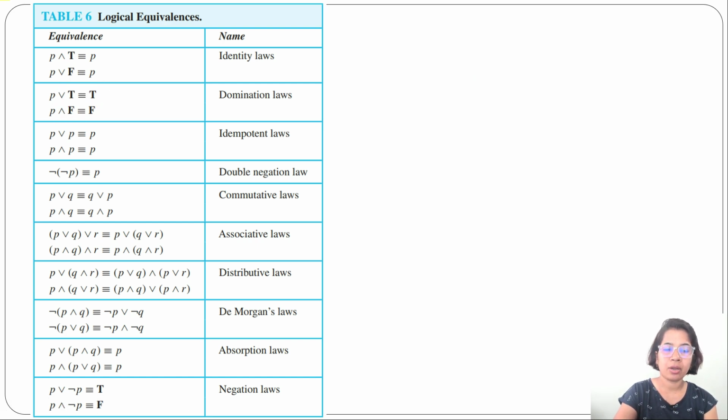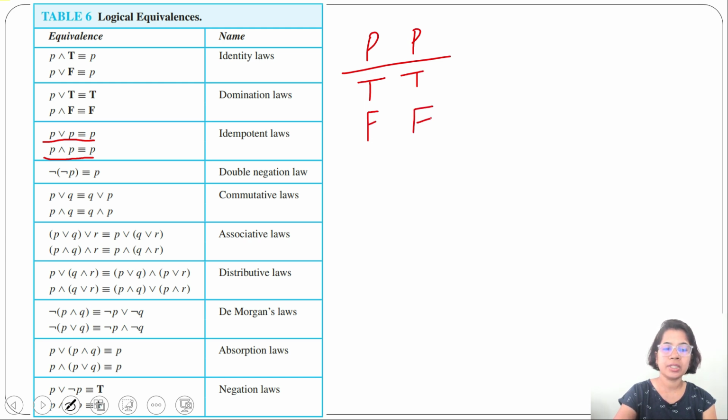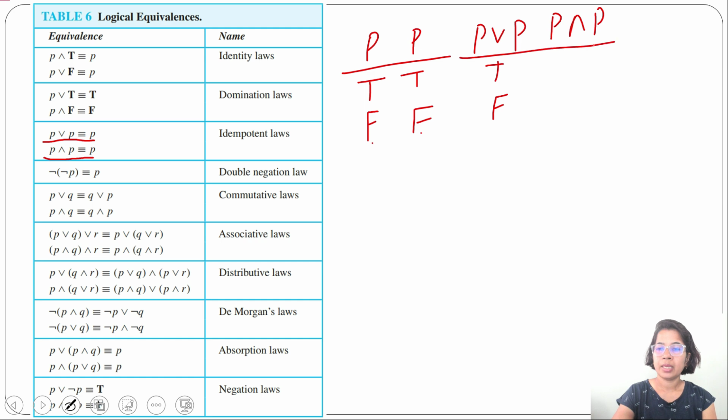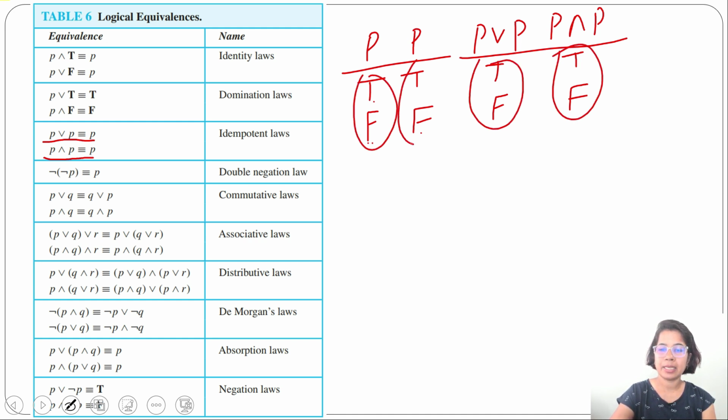Next is the idempotent law. P or P is equivalent to P, and P and P is equivalent to P. Let P value be true or false. Let me take another P, same truth values, true and false. Now P or P will be true or true, it will be true, false or false will be false. Now find P and P. In case of and, true and true is true, the rest are false. So true, it will be true, then false and false is false. So you can see P or P is the same as P, and P and P is the same as P.